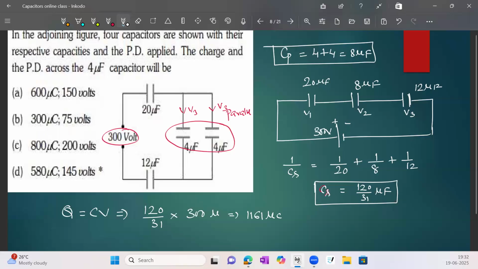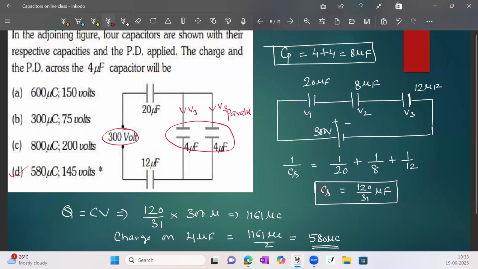Now they ask for the charge on the 4 microfarad capacitor. In series the charge is the same, but these two are connected in parallel, so it equals 1161 microcoulomb by 2. So it becomes 580 microcoulomb. So check the options with 580 microcoulomb. We have only one option.